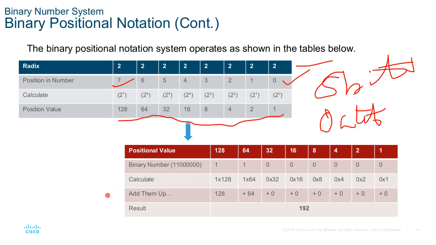Now, if you look at table 2, what we're doing here is looking at the equivalent of this binary number. If this is a binary number with 8 bits, then we're looking at the equivalent of that in decimal. So you can go with this approach: assign position values, then add them together.